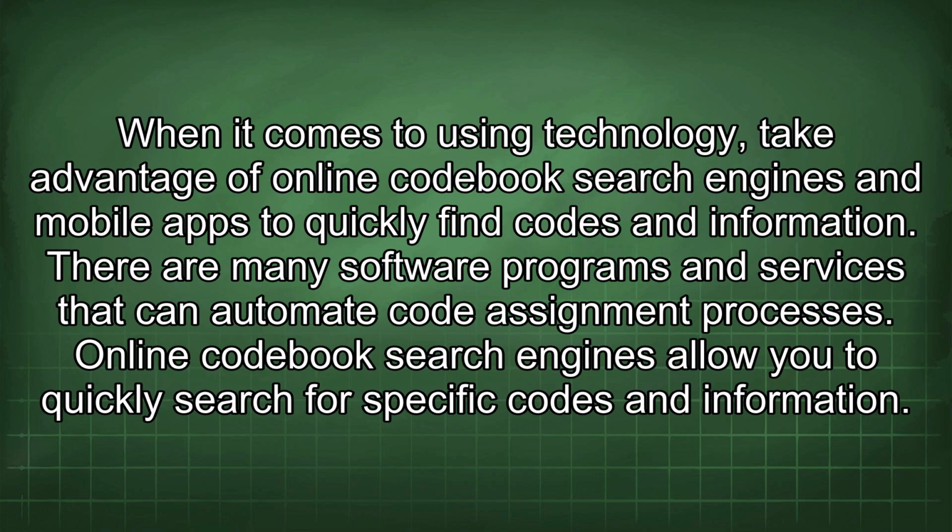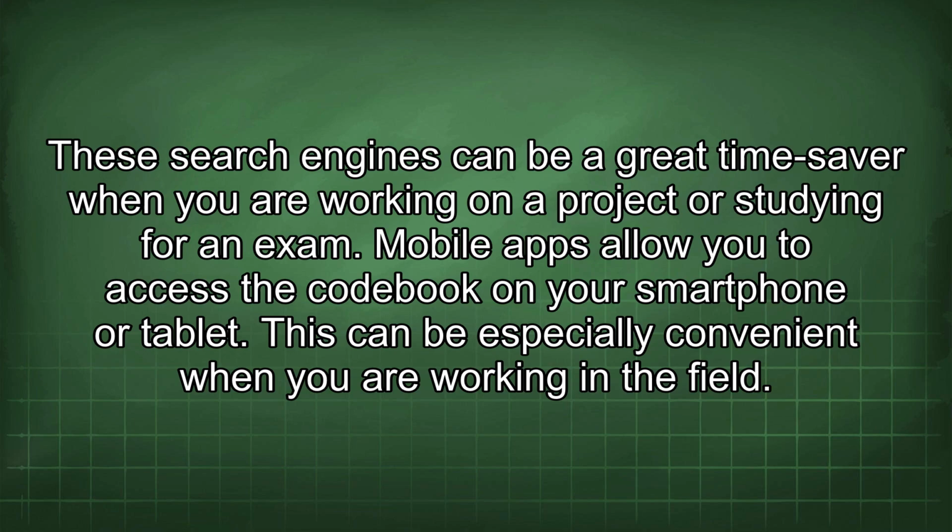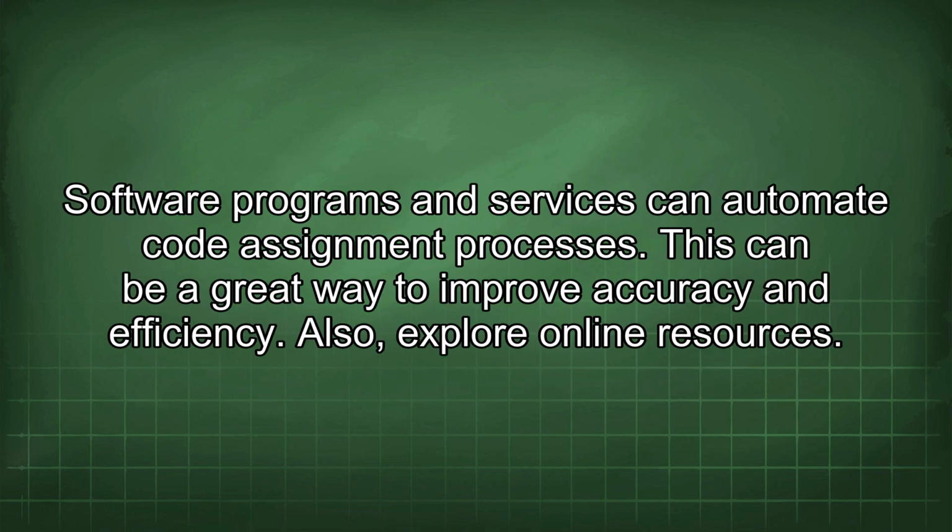Online codebook search engines allow you to quickly search for specific codes and information. These search engines can be a great time saver when you are working on a project or studying for an exam. Mobile apps allow you to access the codebook on your smartphone or tablet. This can be especially convenient when you are working in the field. Software programs and services can automate code assignment processes. This can be a great way to improve accuracy and efficiency.